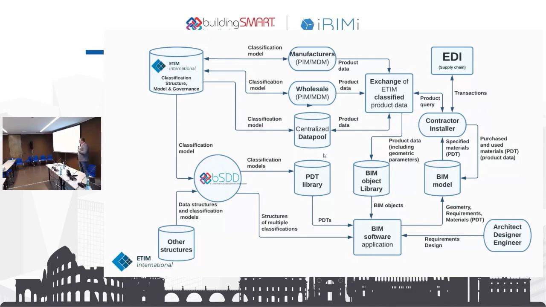So what's our place in this whole world? If you look at the top of the slide, you see the classification structure, model, and governance. That's our database, which is being used by manufacturers and wholesales to exchange product data. And sometimes they use centralized data pools. And the contractor or installer, when they want to buy stuff, they also need to know what's in store. So they try to also get a file for that to update their systems.